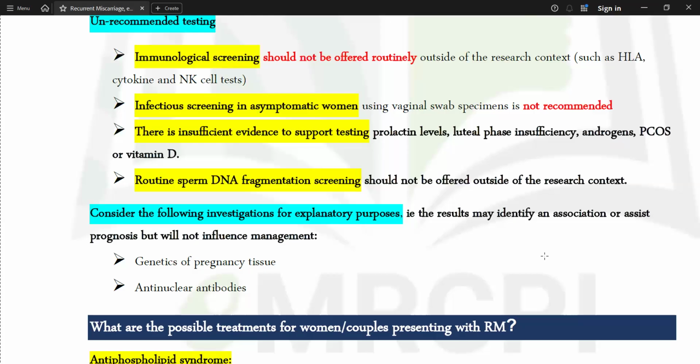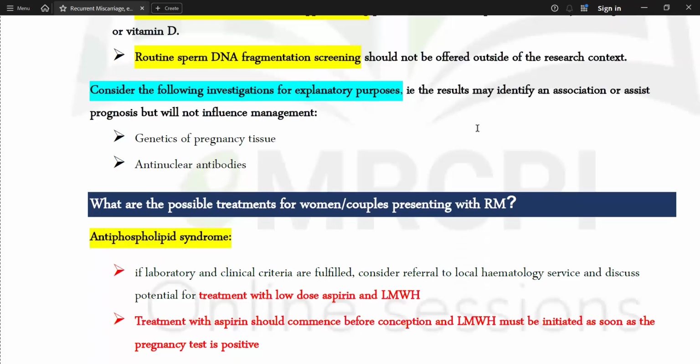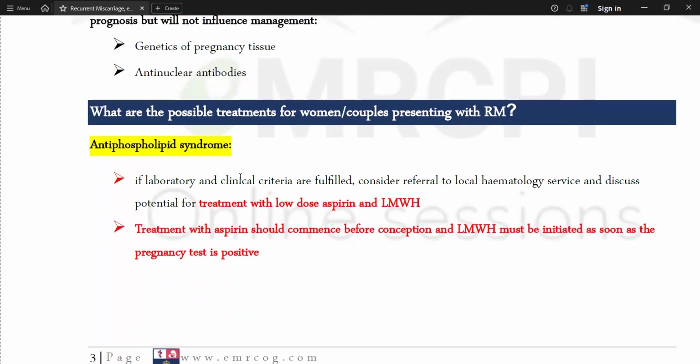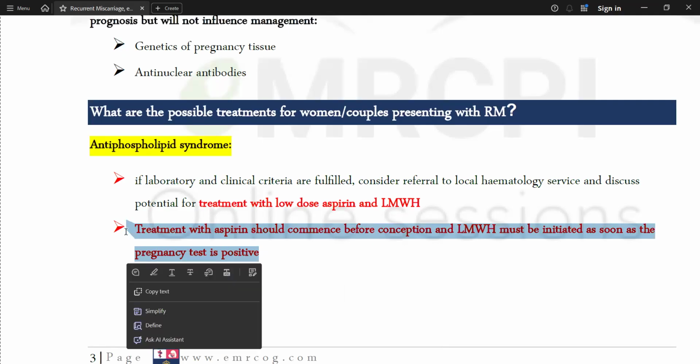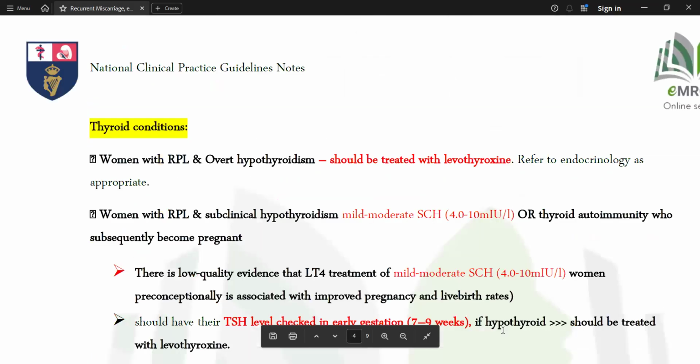This is very important. Okay, just knowing this, we need to know the possible treatments for those women. If the lady is found to have antiphospholipid syndrome, by two tests 12 weeks apart, both of them positive, we need to give her aspirin and low molecular weight heparin. Exam question: when shall we start the aspirin and when shall we start the low molecular weight heparin? Aspirin preconceptionally, low molecular weight heparin as soon as the pregnancy test is positive.